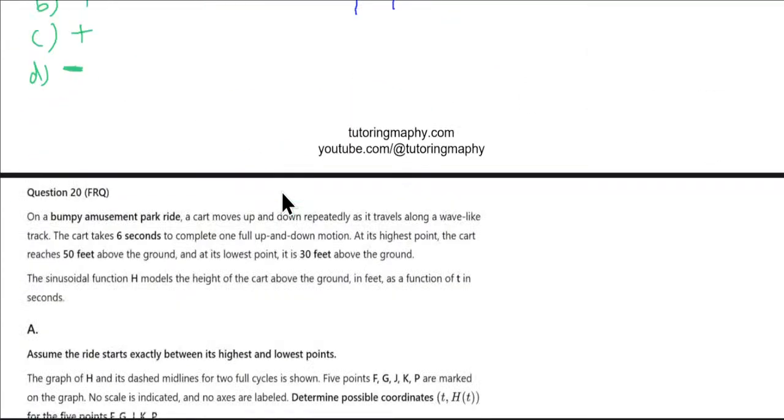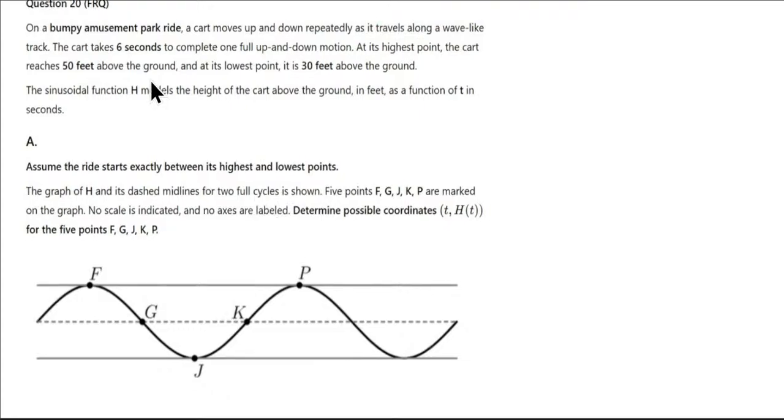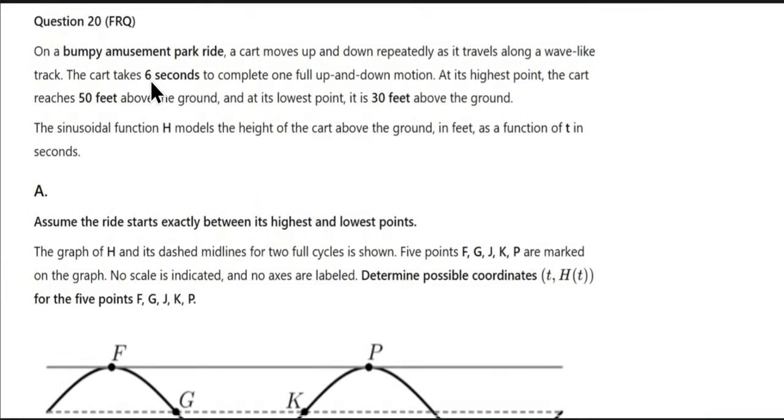All right. Let's work on the last question. That is an FRQ. There's an FRQ over here. They're saying that there is a bumpy amusement park ride in which there is a cart that moves up and down periodically as it travels along a wave-like track. The cart takes 6 seconds to complete one full up and down motion. So that's just a fancy way of saying that the period is 6 seconds. Okay. If the period over here is 6 seconds, then what else do they have to tell us?